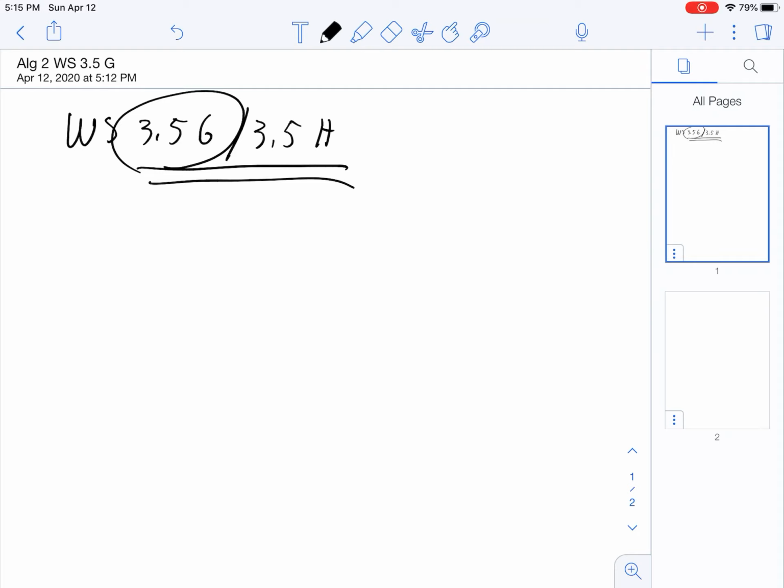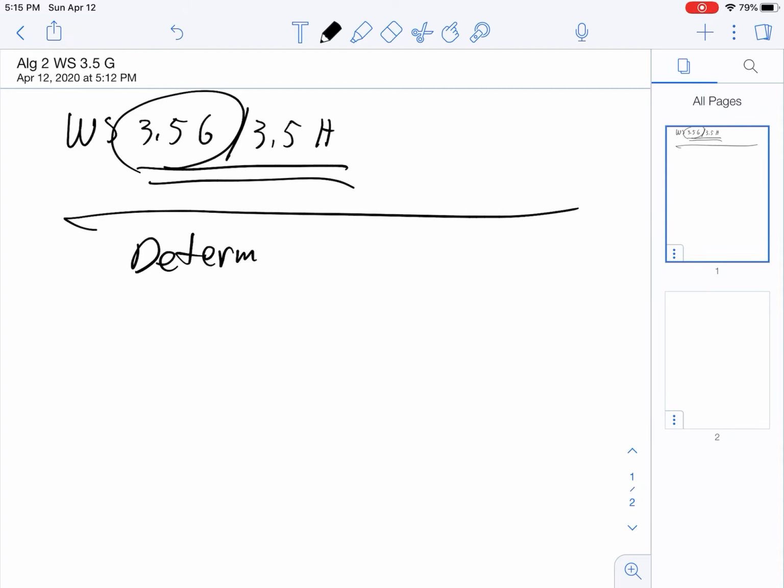So I just want to review and get the brain going again. Hopefully you can remember how to complete the square. So let's take a look at doing something of that form. Let's start here. Let's determine where two equations will intersect.